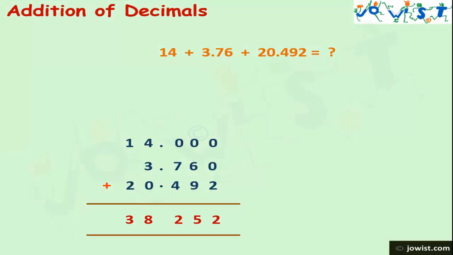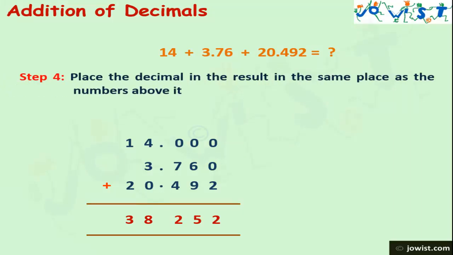The step 4 of the decimal addition is to add the decimal point in the result in the same place as the numbers above it. Here the decimal will be added after 3 digits from the right. Therefore, the result of addition of 14 plus 3.76 plus 20.492 is 38.252.